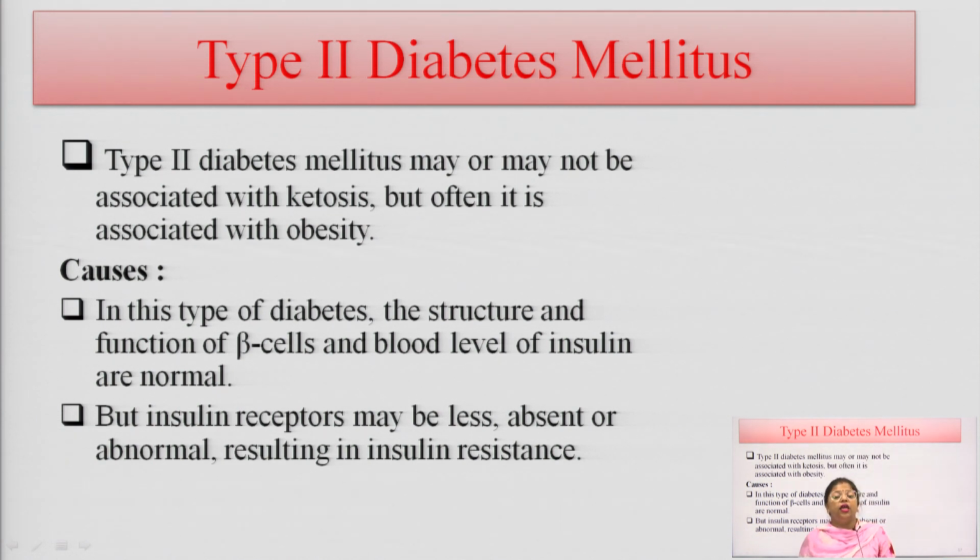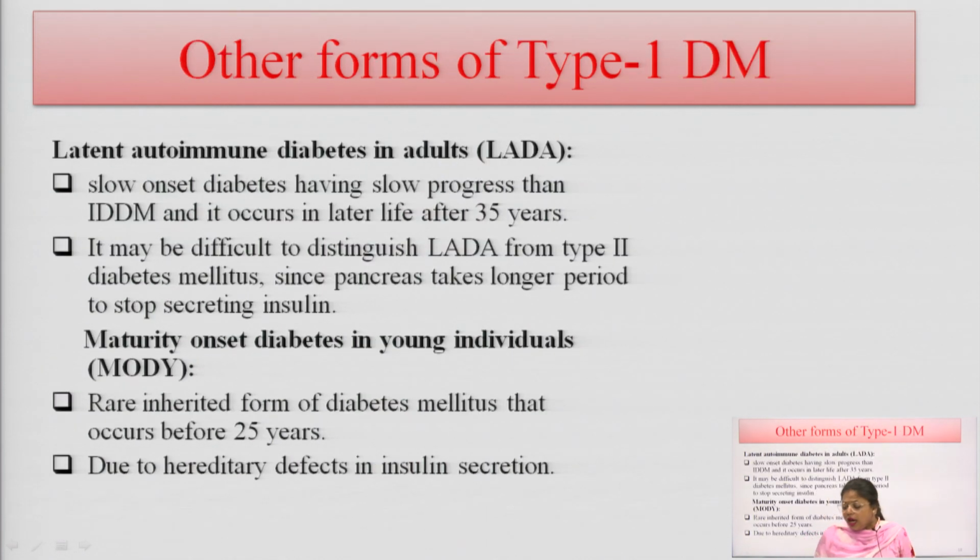It is basically correlated with atherosclerosis, any type of heart disease, or an increasing overweight situation. In this type of diabetes, the structure and function of beta cells is normal, there is no destruction, and the insulin receptors may be fewer, may be absent, or may work abnormally, showing insulin resistance here.